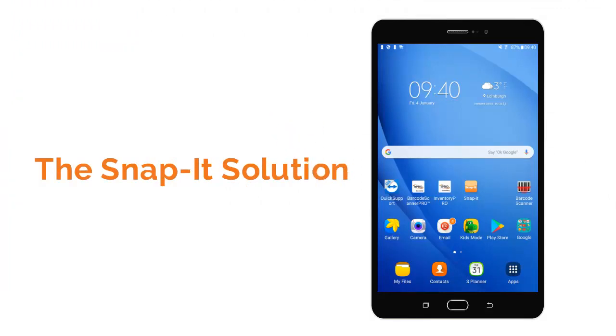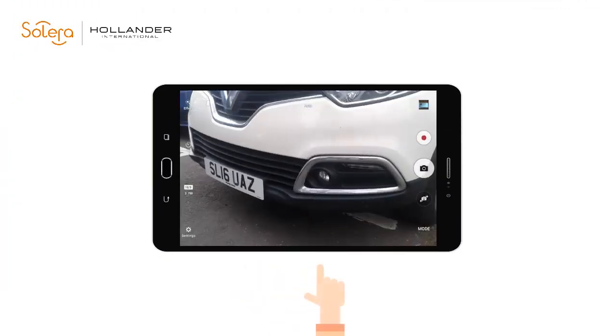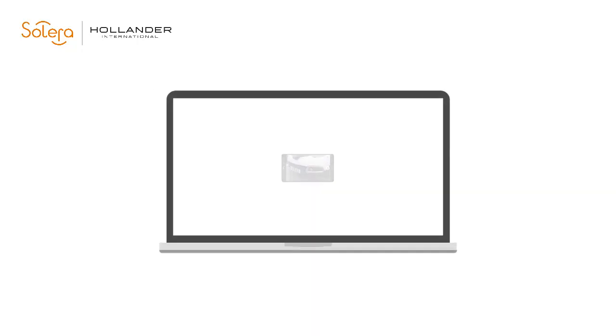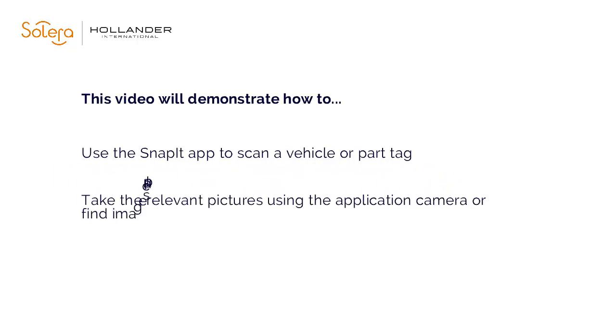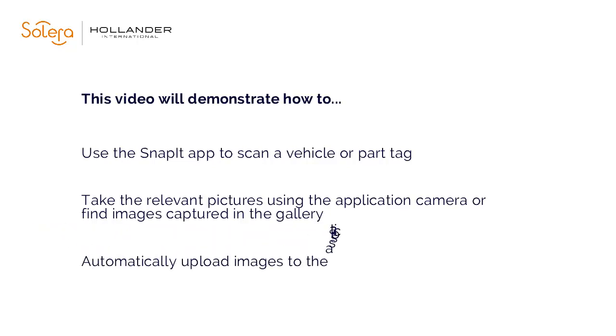This short video will demonstrate our Snapit application. Snapit makes it simple to take and upload both MVR and part images using an Android device. This video will demonstrate how to use the Snapit app to scan a vehicle or part tag, take the relevant pictures using the application camera or find images captured in the gallery, and automatically upload images to the associated record in Pinnacle.